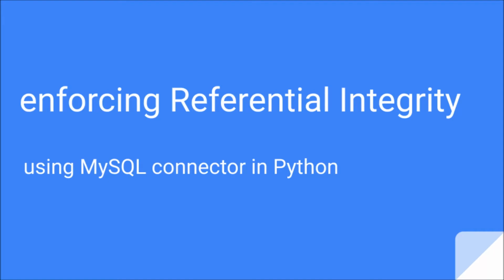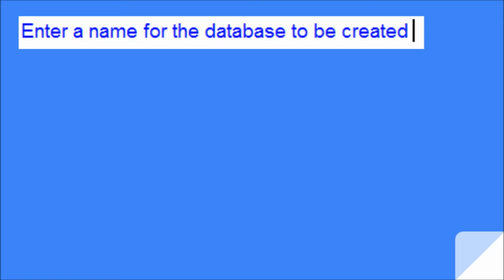We will enforce referential integrity using MySQL connector in Python. Referential integrity is a set of constraints applied to a foreign key which prevents entering a row in the table where we have the foreign key and for which we don't have any corresponding row in the table where we have the primary key.